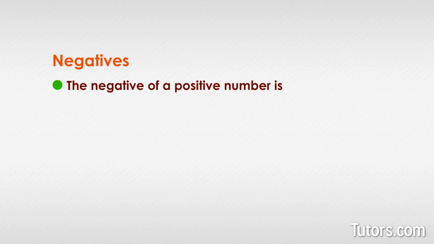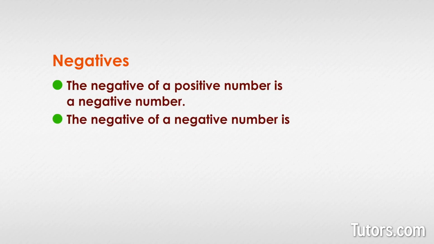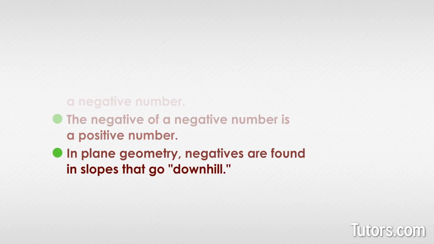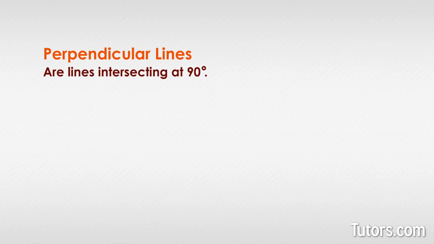Next, a quick lesson on negatives. The negative of a positive number is a negative number. The negative of a negative number is a positive number. In plane geometry, negatives are found in slopes that go downhill. Perpendicular lines are lines intersecting at 90 degrees.